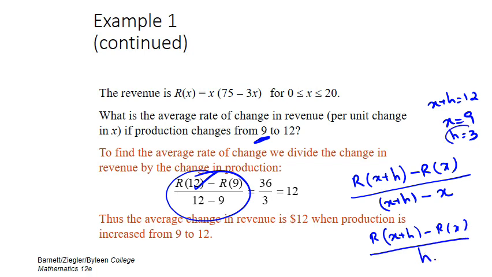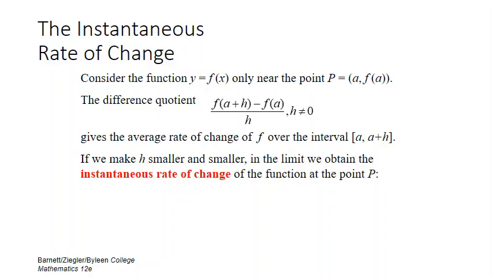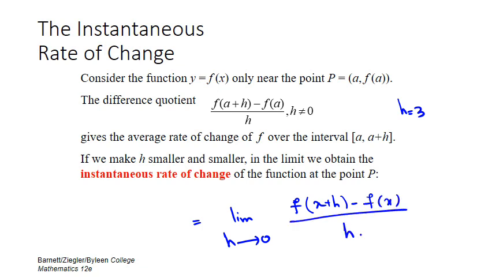Now this h is 3. If we decrease this h sufficiently small, to measure the instantaneous change, we make this h, which in the previous slide was 3, very small. We put the limit and say that h is approaching 0, so it becomes the limit of f of x plus h minus f of x over h. So this is the definition of derivative. We denote the derivative by f dash.